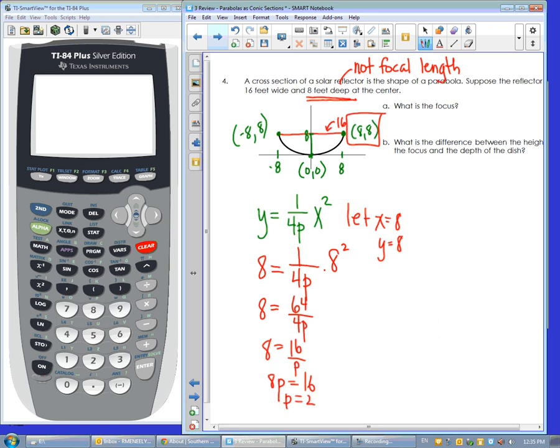So now, if I know the value of my focal length is 2, that means my focus has to be there. It's positive, so I know it's going to be above my vertex, and I can see that my focus then is going to have an x value of 0 and a y value of 2. And it asks me, what is the difference between the height of the focus and the depth of the dish? So I know my focus is here at 2. And if I'm looking for the difference between the height and my focus, I'm looking for that distance there, which is going to be 8 minus 2, or simply 6. And I think it's in feet.